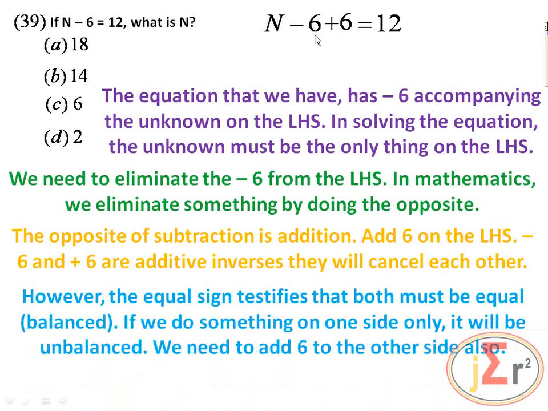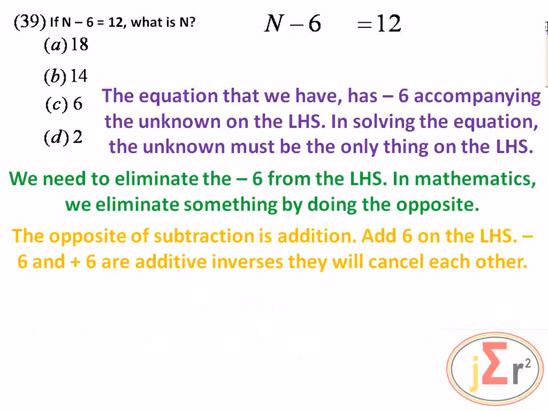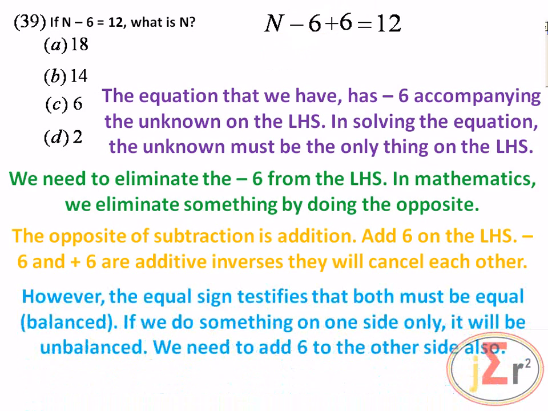However, the equal sign testifies that both sides must be equal. They must be balanced. If we do something to one side only, it will be unbalanced. We need to add 6 to the other side also. So we cannot just have an equation and then all of a sudden add 6 to one side. That is not fair. That will not cause it to be balanced. In order for it to be balanced, we need to do what? Add 6 to the other side also.